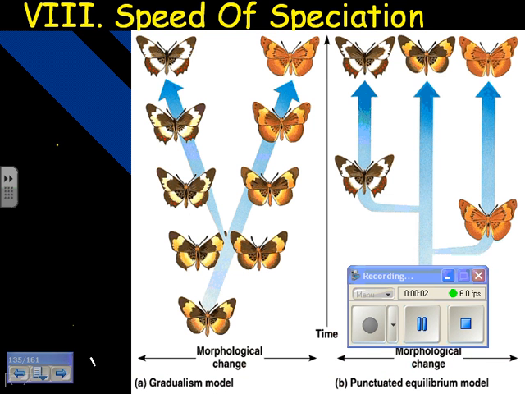Speed of speciation. When species are formed, sometimes it happens very, very slowly. So little changes build up over a long, long time, and eventually maybe you'll get two different species formed. That's called the gradualism model.